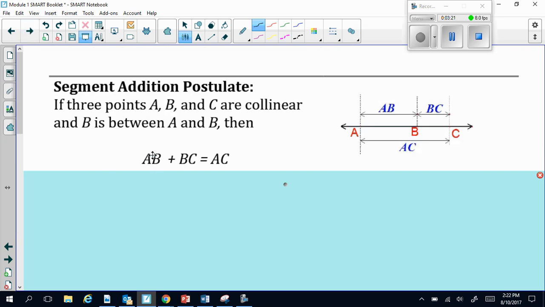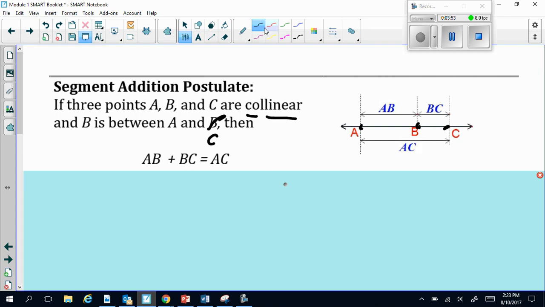So the one we're going to do right now is the segment addition postulate. So a segment, remember, is just a portion of a line that has two endpoints. So in this case, I'm looking at segment AC. If 3 points A, B, and C are collinear, remember that means together on a line, and B is between A and, there's a typo, that should be a C. Let's correct that, please. Then AB plus BC equals AC.